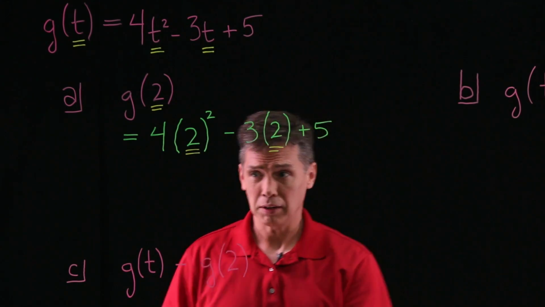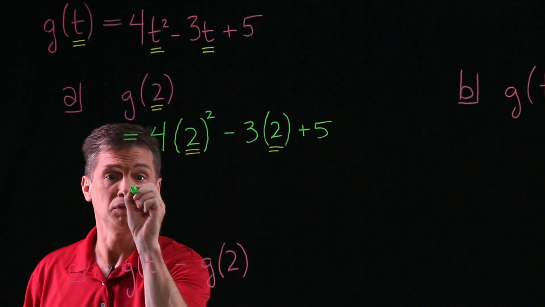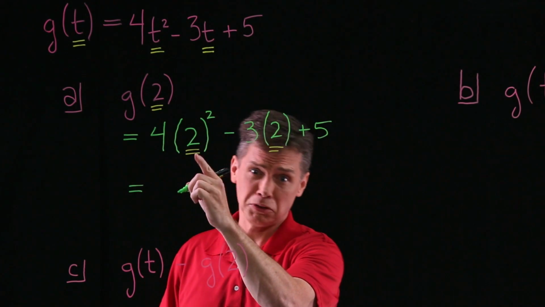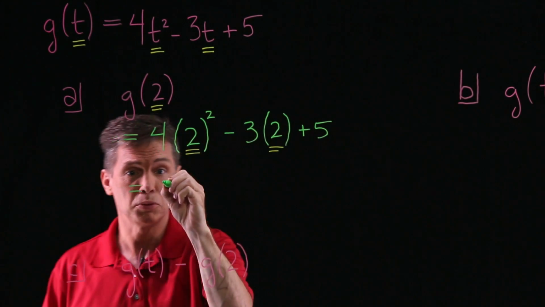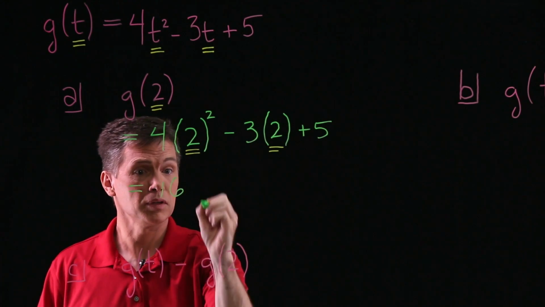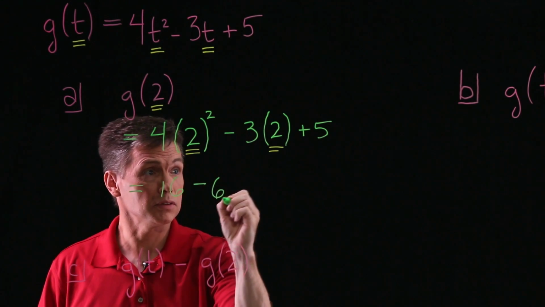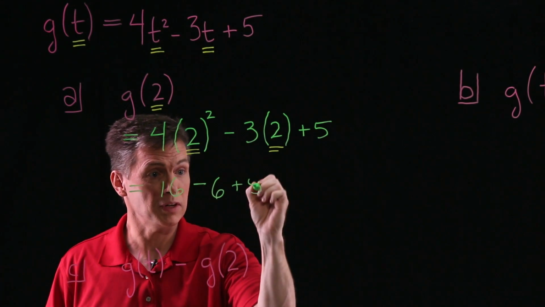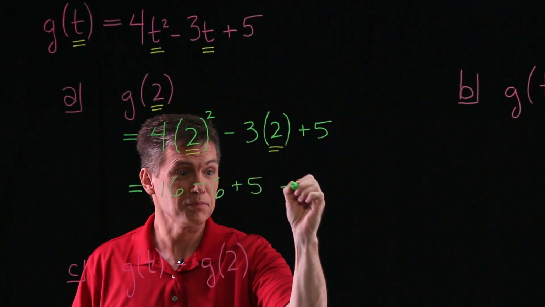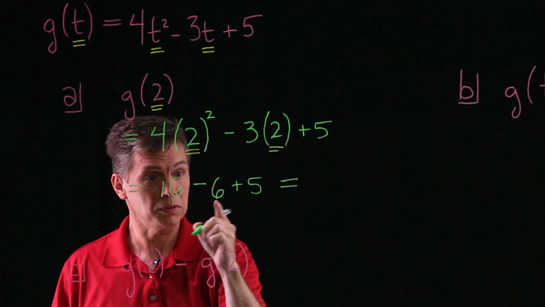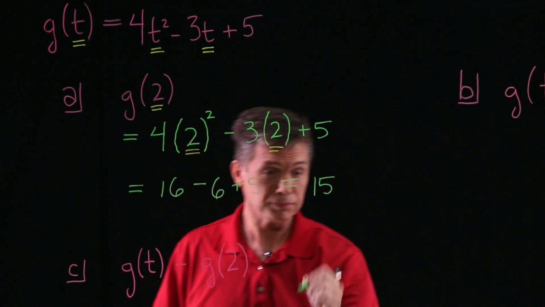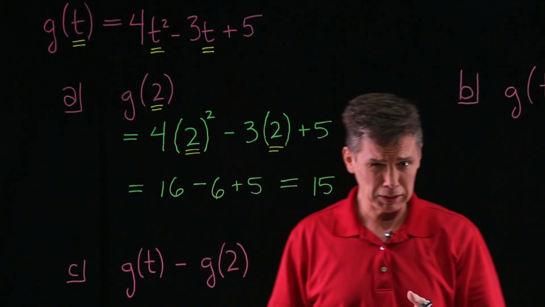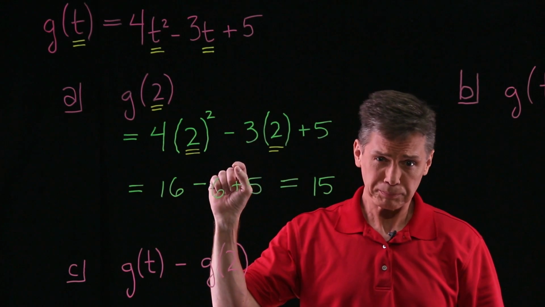Always look to simplify. So in this case, I can simplify by doing some arithmetic. 2 squared is 4, multiplied by 4, 16. Subtract 6 plus 5. Let's keep going. 16 take away 6, but then plus 5 looks like 15. 15 would be my final answer for part A.